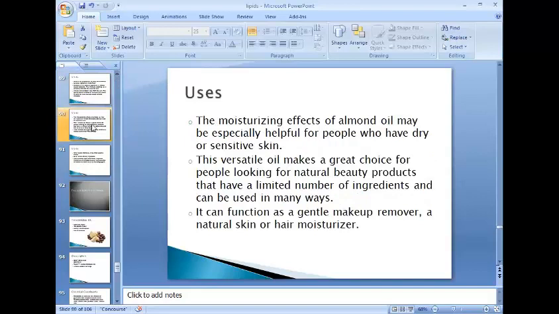So it is used as a moisturizing agent, especially for people who have dry, sensitive skin. A great choice for people looking for natural beauty products that have a limited number of ingredients and can be used in many ways. It can function as a gentle makeup remover and natural skin and hair moisturizer. It has versatile properties, and that's why it is the most important oil for different types of cosmetic products.